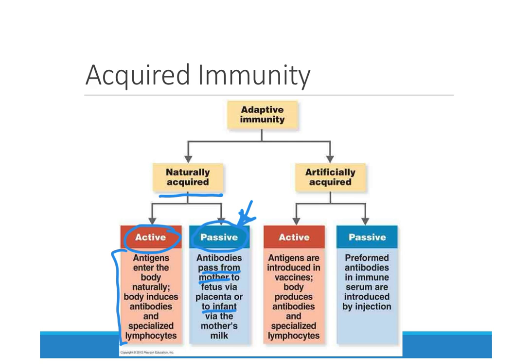And then you can acquire an immunity without naturally having to get sick or naturally getting it from your mother. As I mentioned, vaccines: if you're inoculated with usually a killed or a very weak form of a pathogen, then your body produces the antibodies and the specialized cells without you having to be sick first to get that response.